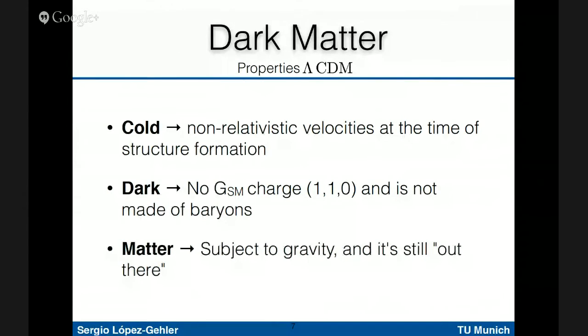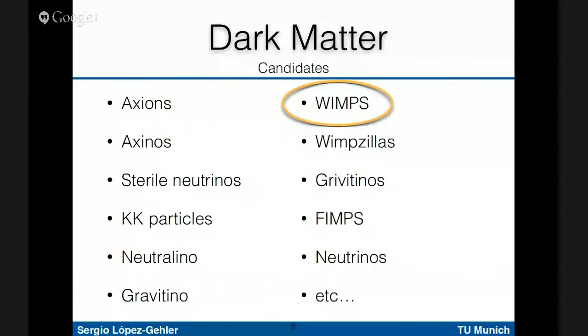A lot of work has been done presenting possible candidates for dark matter. There are several here, and there are even more candidates than I'm listing. This is one of the most popular ones. I'm going to concentrate on what, for most astroparticle physicists, is the most popular one, which are the WIMPs, which stands for weakly interacting massive particles.